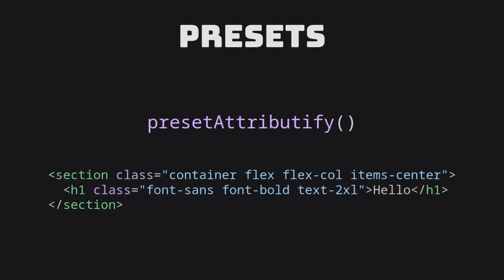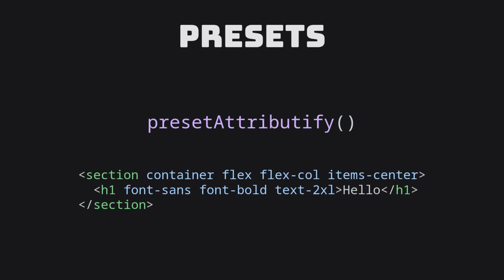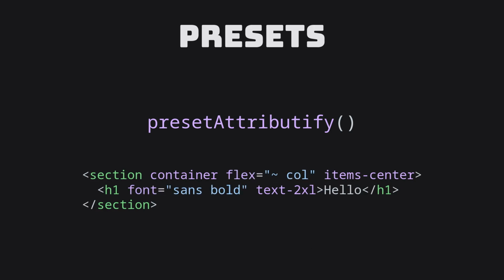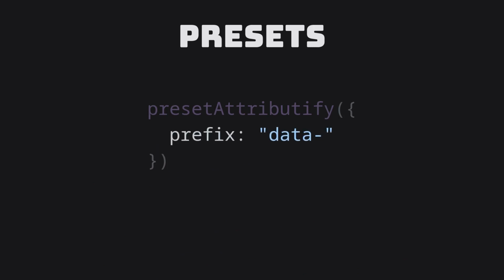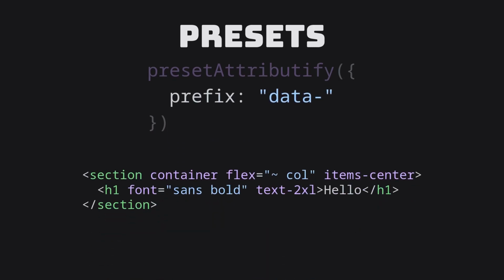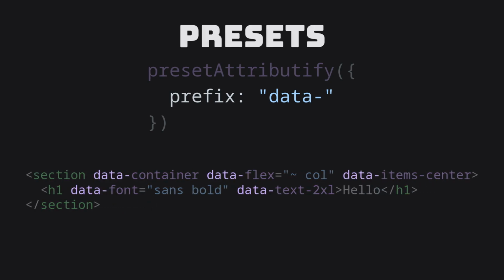This preset allows you to write classes as attributes in your HTML. This preset also lets you do more things like change your variants into props and more. And for all the people right now that are screaming in their chair that this isn't valid HTML, yeah, you're right, it isn't. But CSS doesn't really care and browsers don't either. But if you still like to have valid HTML, Uno CSS lets you pass a config option to this preset. And you can change the default prefix to data, which makes something like this.